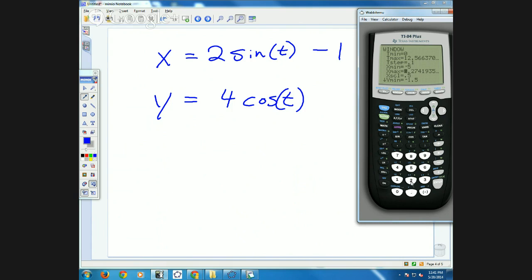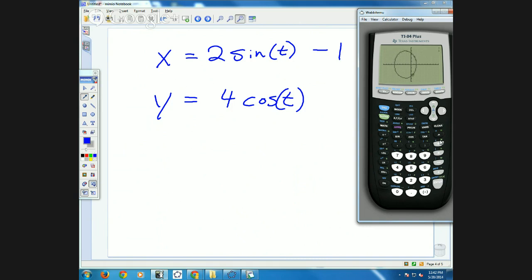Wait a minute, what am I doing right now? My Y max should be like 7. My Y min should be like negative 5. Okay, that's not what I wanted it to do. Okay, so I went from -5 to 5 for both x and y, and I can see the whole thing.